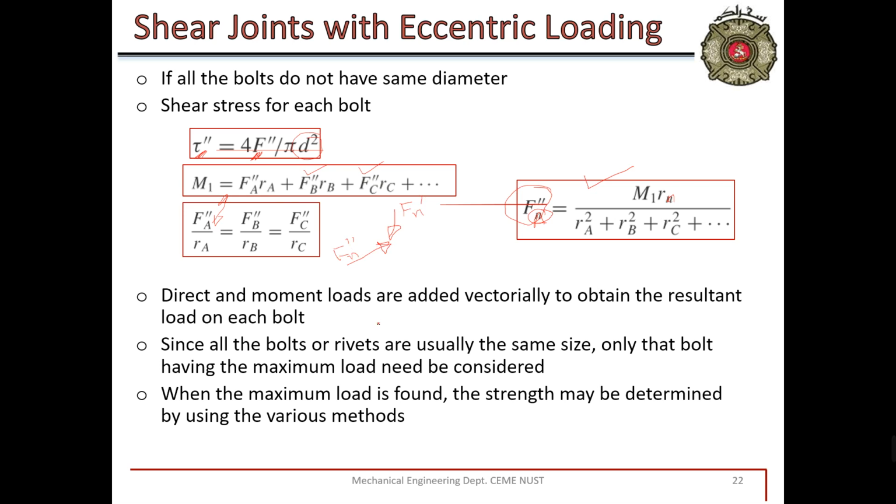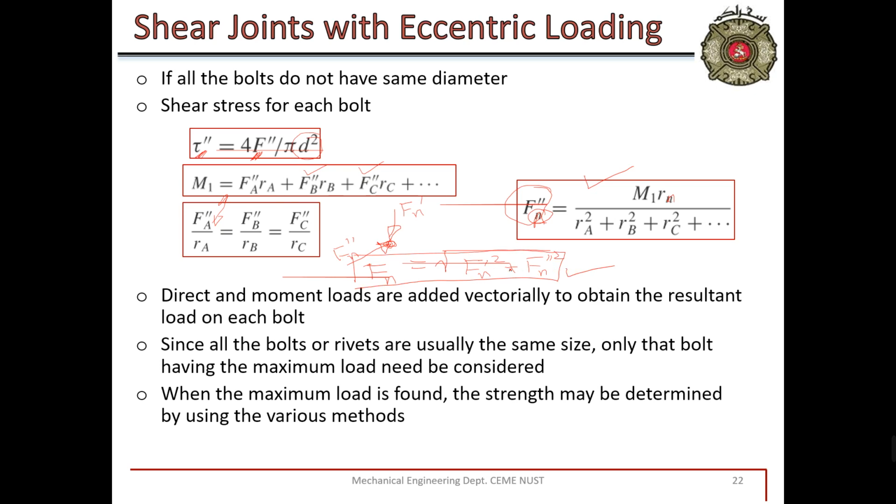We have two forces acting on one bolt. So the resultant can be calculated simply by calculating F n prime square plus F n double prime square. This will give us resultant force on one specific bolt. We can calculate force on each bolt.